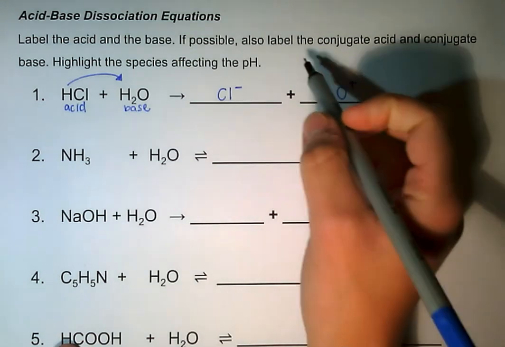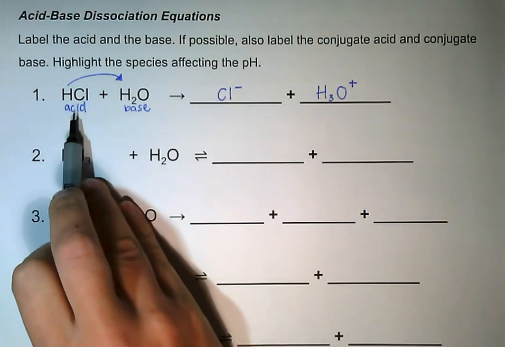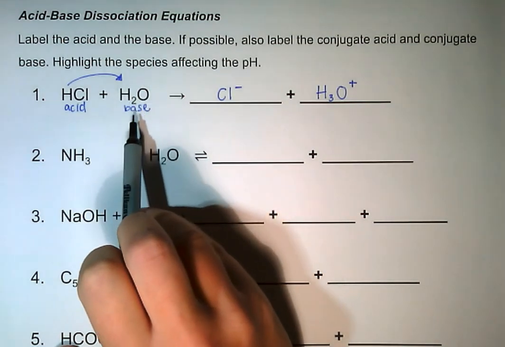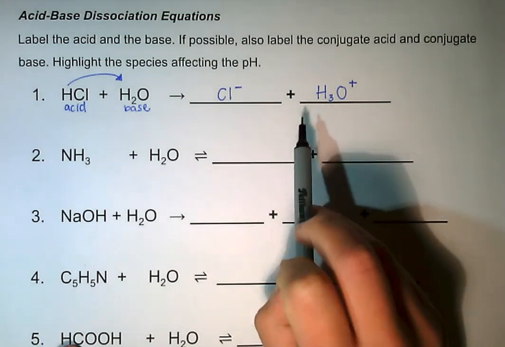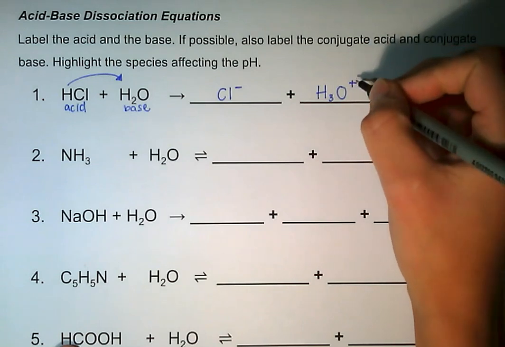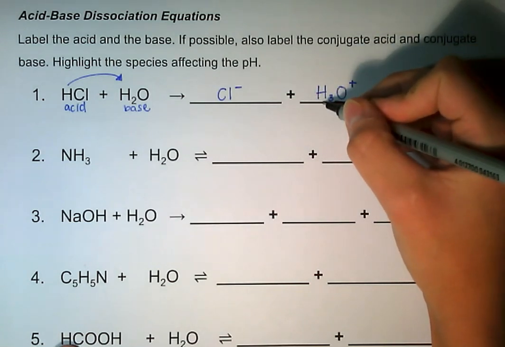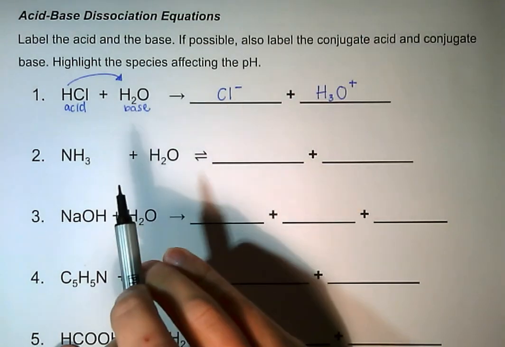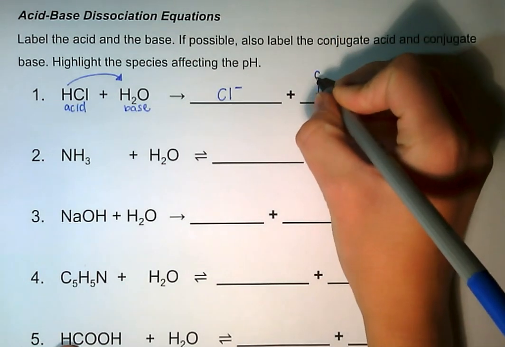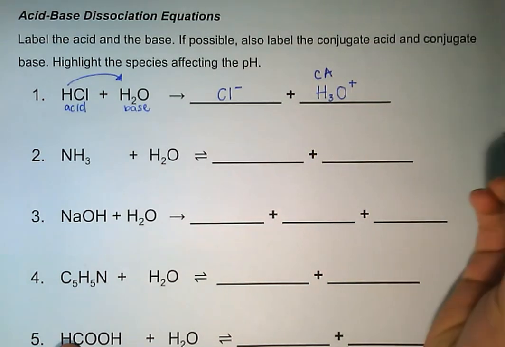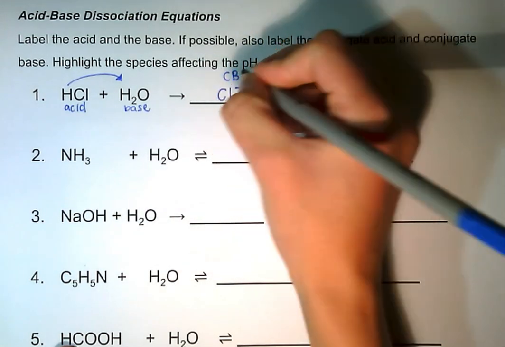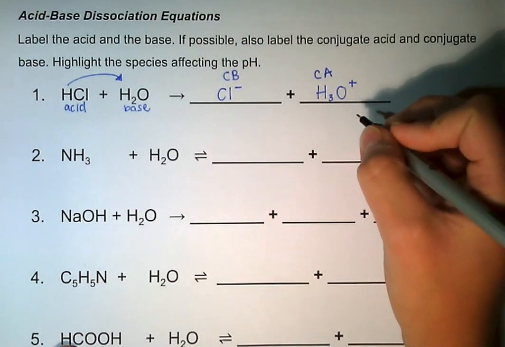Looking at this side of the equation, whichever species was the acid is going to end up being the conjugate base on the other side, and whichever species is the base is going to end up being the conjugate acid. This is because it's now a species that could act as an acid. H3O+ has an extra hydrogen. It could donate that hydrogen to the Cl-, so now it's going to act as an acid. The H3O+ would act as an acid, so this is the conjugate acid. I'm just going to abbreviate them CA, which leaves Cl- to be the conjugate base because it could receive the hydrogen donated by the H3O+.